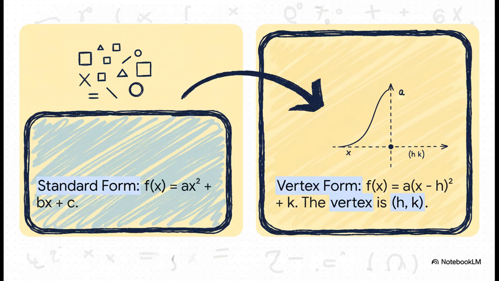Well, check it out. Vertex form, which is f of x equals a times the quantity x minus h all squared plus k, literally gives you the coordinates of the parabola's vertex, its turning point. That's the point h, k. It's like having a treasure map where x marks the spot.